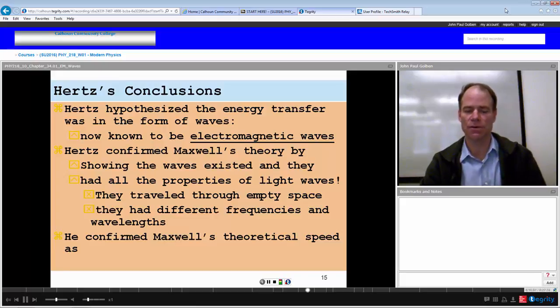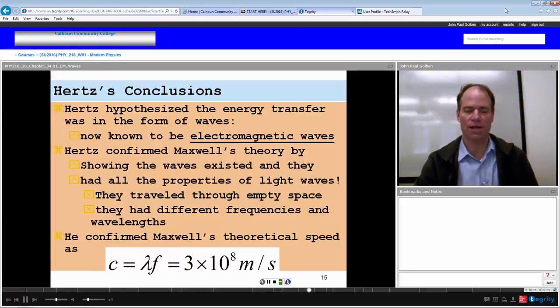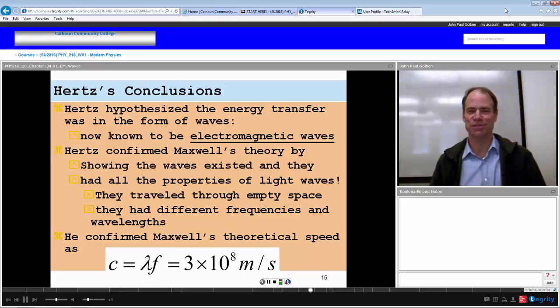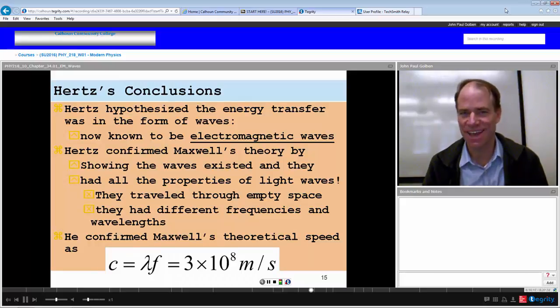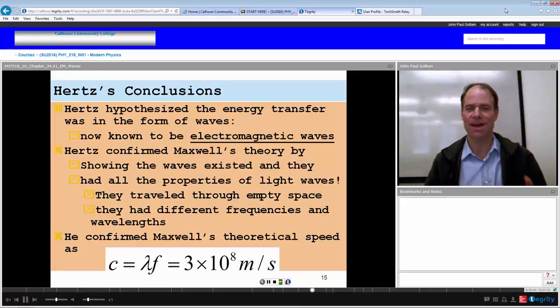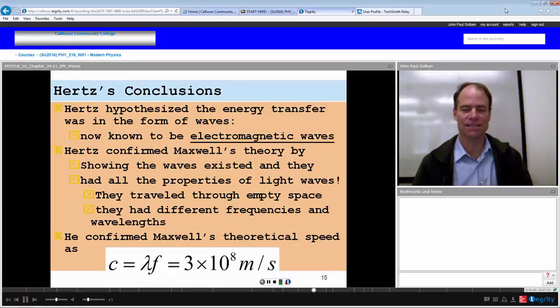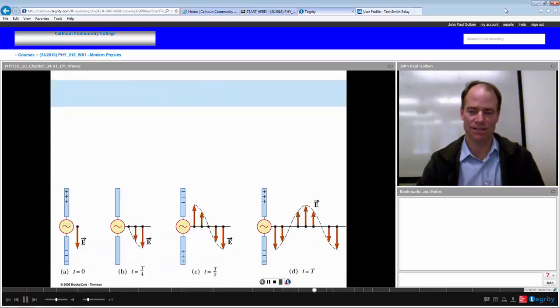He also confirmed Maxwell's theoretical speed for these electromagnetic waves, speed equal to wavelength times frequency, equal to 3 times 10 to the 8 meters per second. How about that? How beautiful is that? So experimentally, he showed that these electromagnetic waves have the same speed as light.